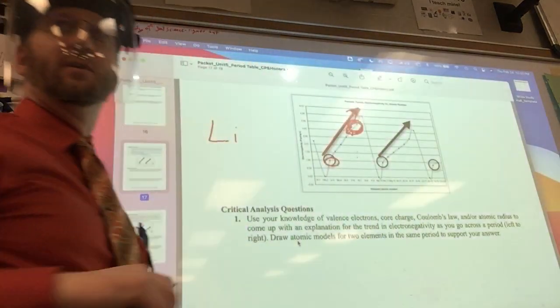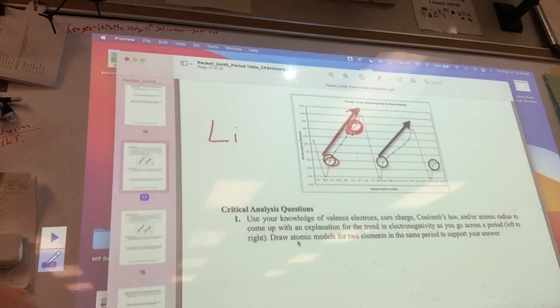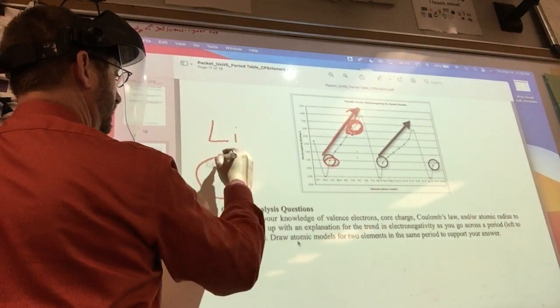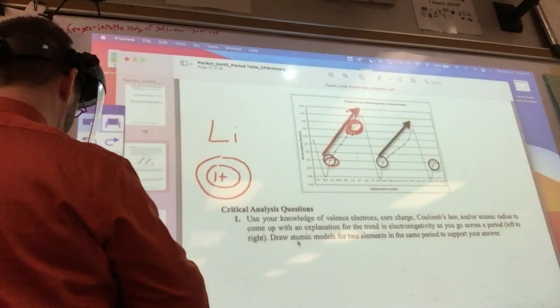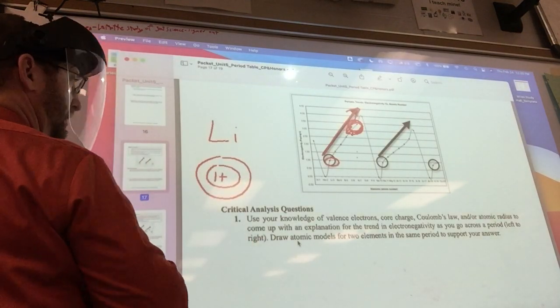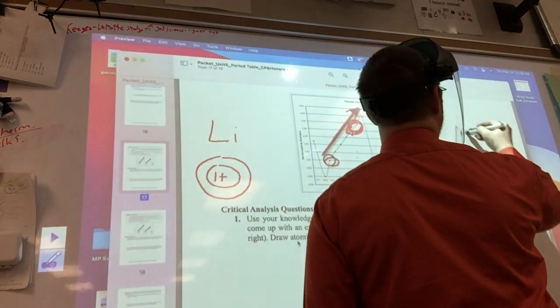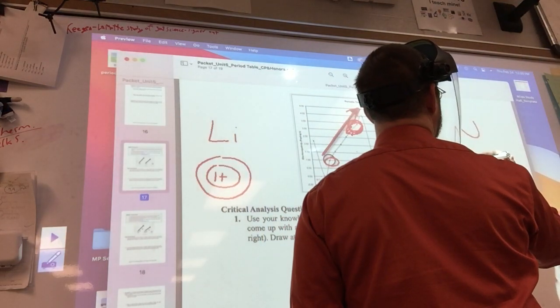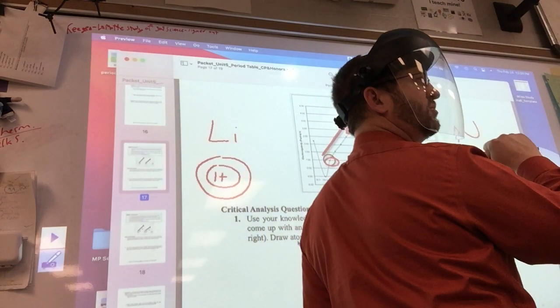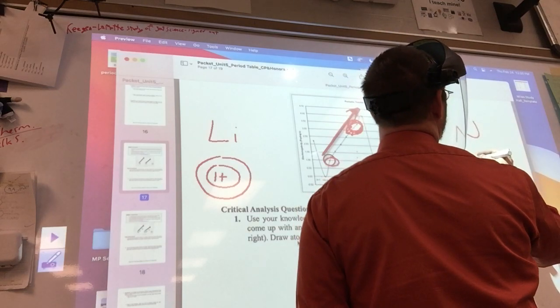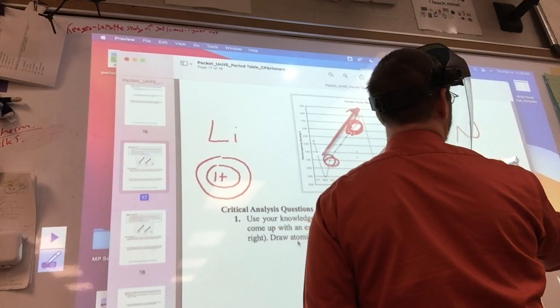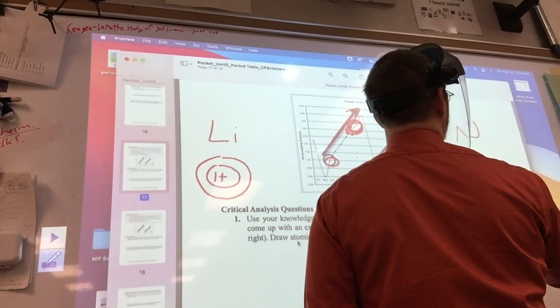All right, so how would you draw lithium? 2 rings. Yep. And plus 1. And group 2, how would you draw nitrogen? Nitrogen? Five plus? 2 rings. Okay.